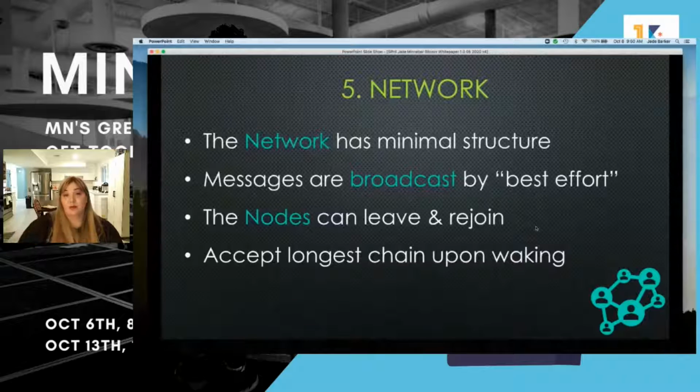So how does the network work? Okay, so we've got all these different nodes. Everybody has to be listening to the transactions.